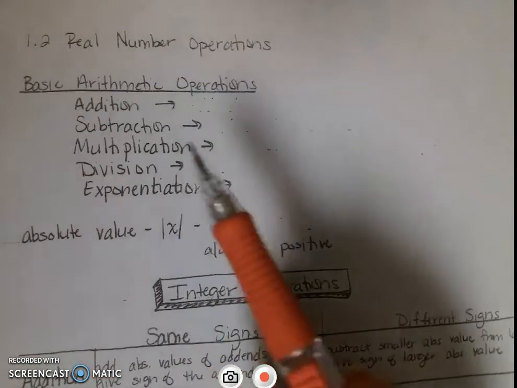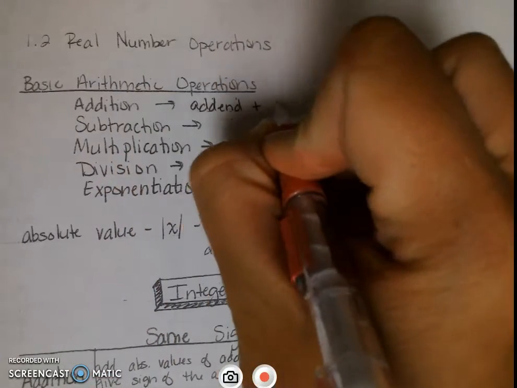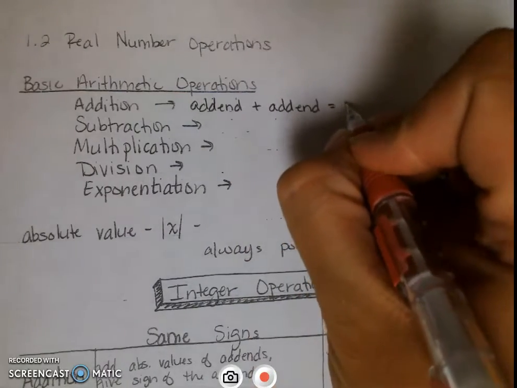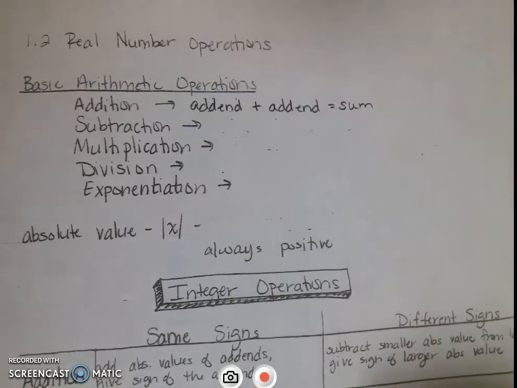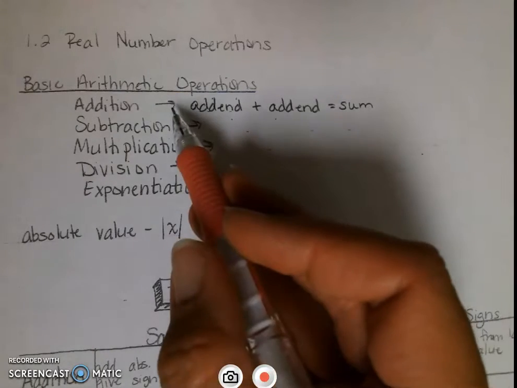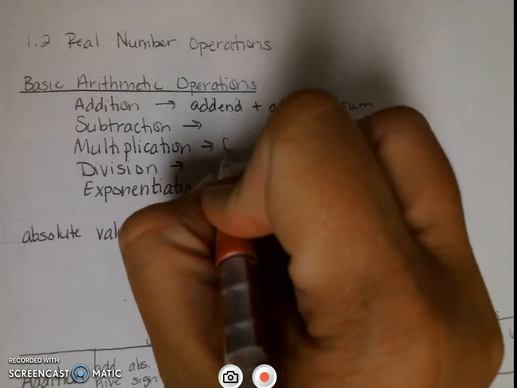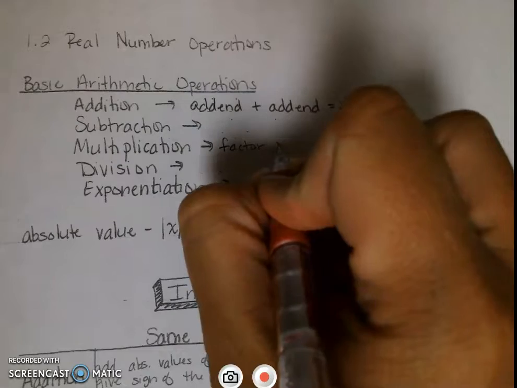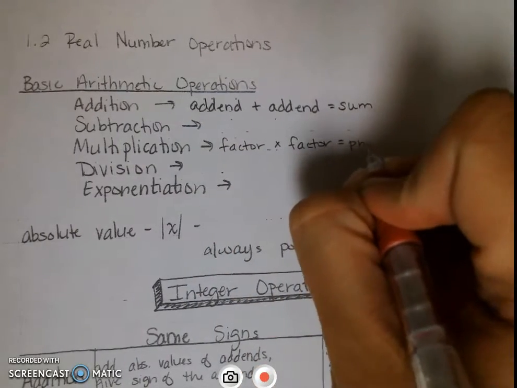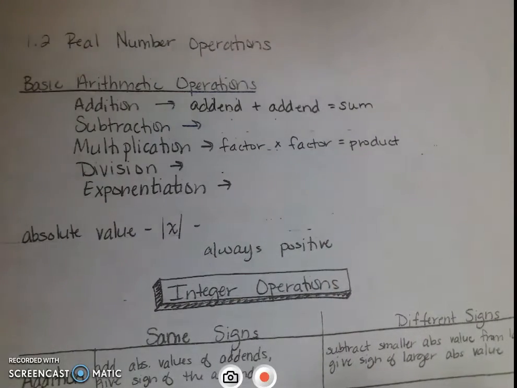When we have addition, we have the addend, plus another addend, and that equals the, yes, the sum. Very nice. That's a lot like multiplication, because multiplication is just repeated addition, except our terms are different. So we're going to have a factor times a factor equals the product.